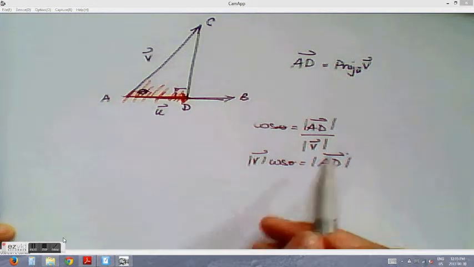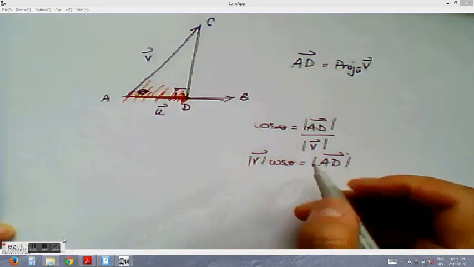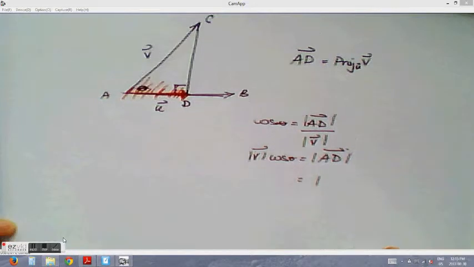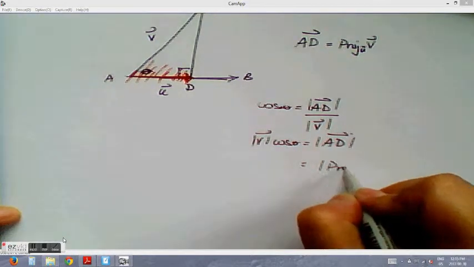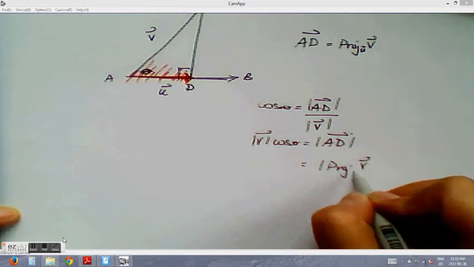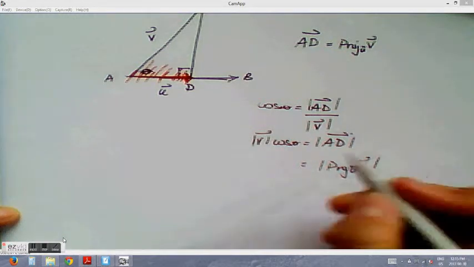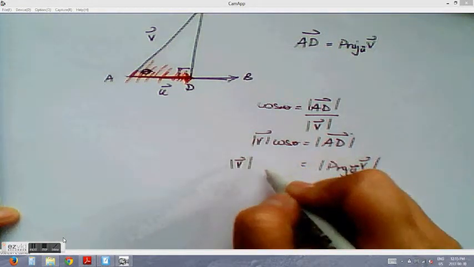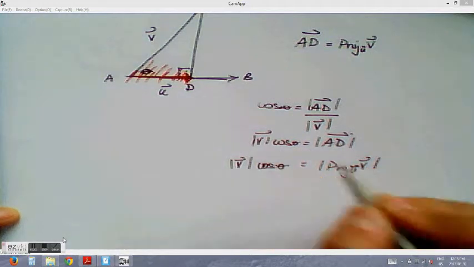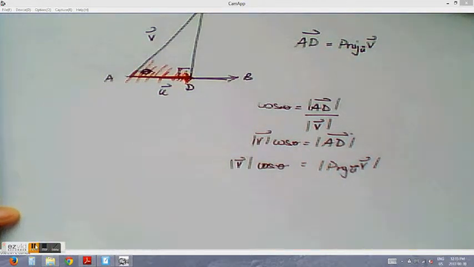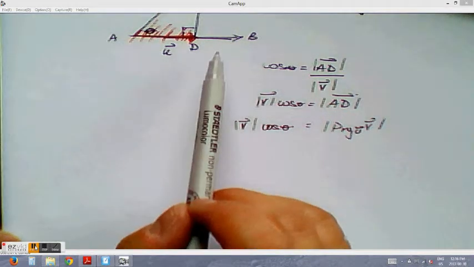Okay, so basically, that means that the magnitude of the projection of V onto U is then equal to the magnitude of V cosine of theta. So this is the scalar component of the projection, and what we need to do now is find the direction of U. Remember that it's in the same direction as U.